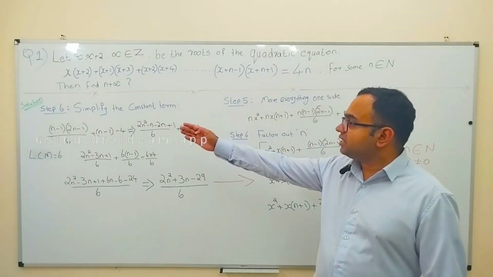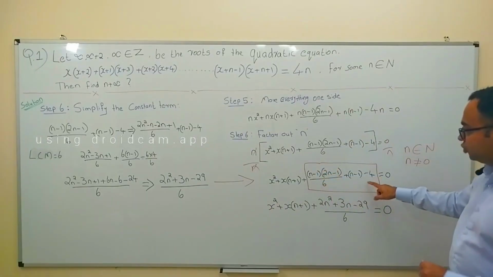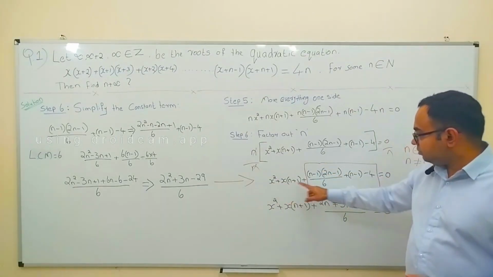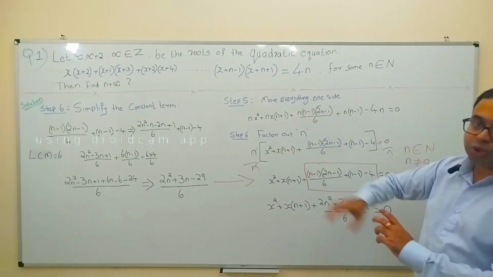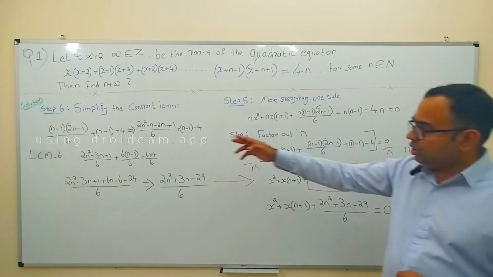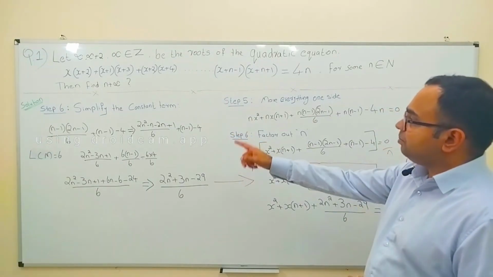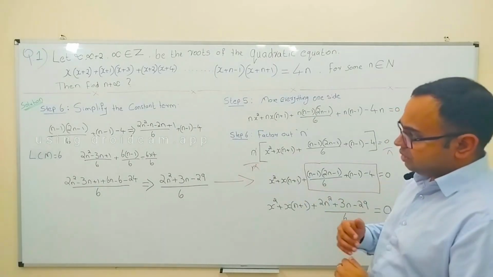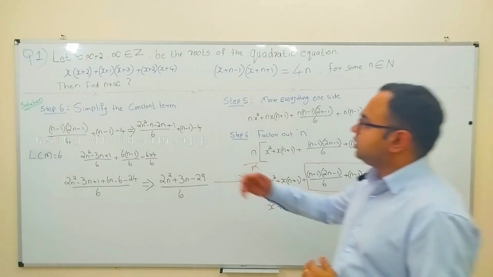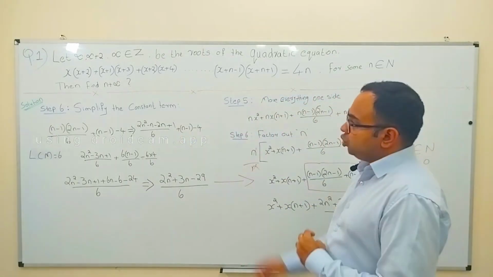Now step number 6, simplify the constant term. So this is the constant term here. We have the x square term, x term, and constant term. We are taking this constant term separately and doing some simplification. So (n minus 1)(2n minus 1) divided by 6 plus n minus 1 minus 4. We open the brackets and expand, and we get 2n square minus n minus 2n plus 1 divided by 6, plus n minus 1 minus 4.